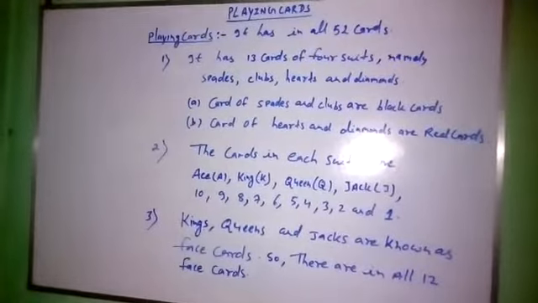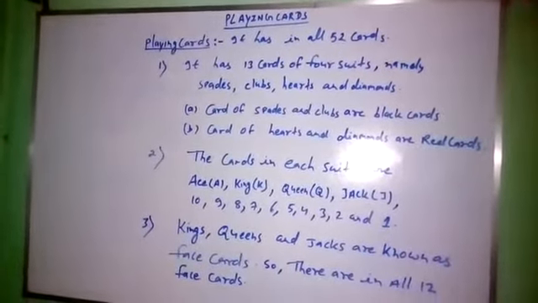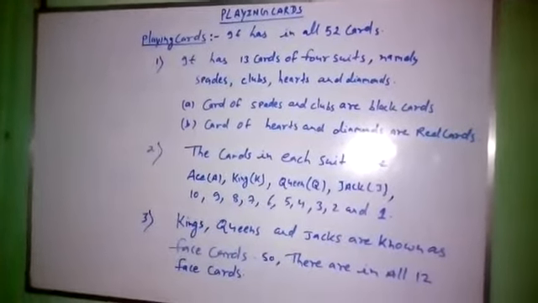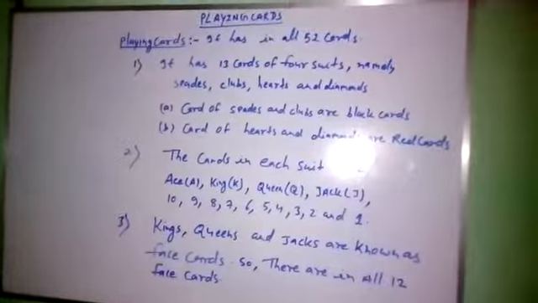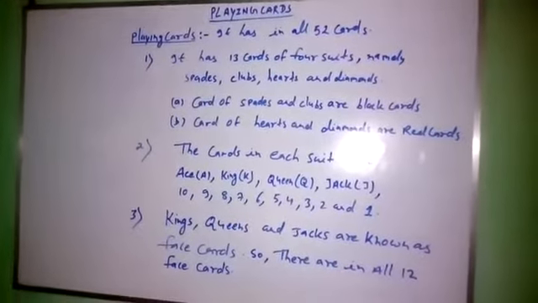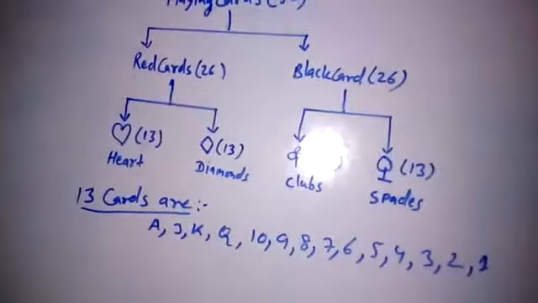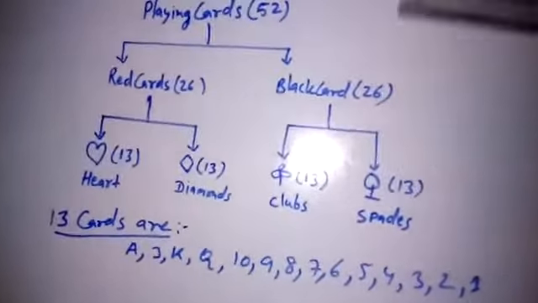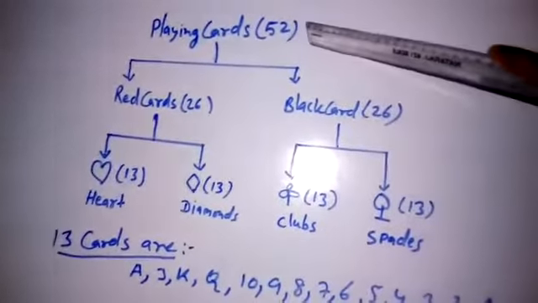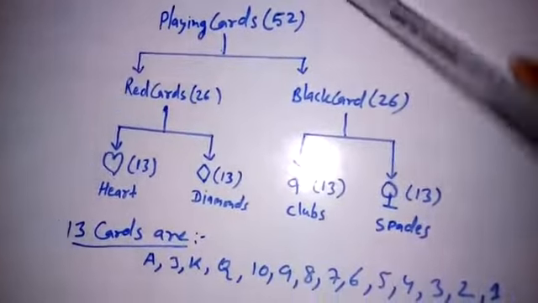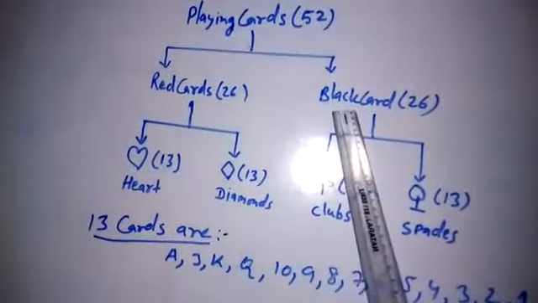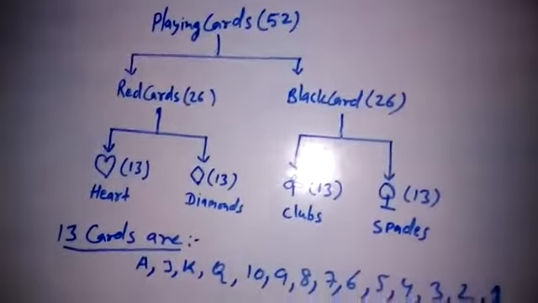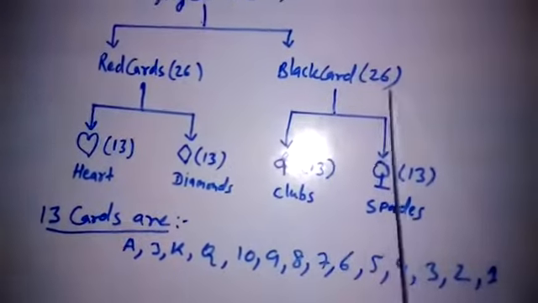We can easily understand this by drawing a flow chart. See how we will draw it. Firstly, playing cards have 52 cards. They are divided into two colors, red and black. That means 52 is divided into two colors, 26 and 26.